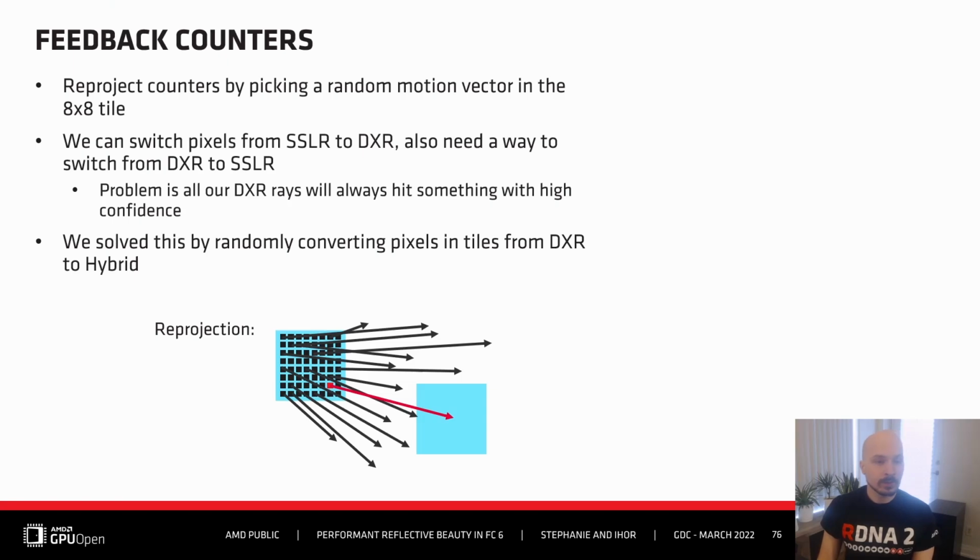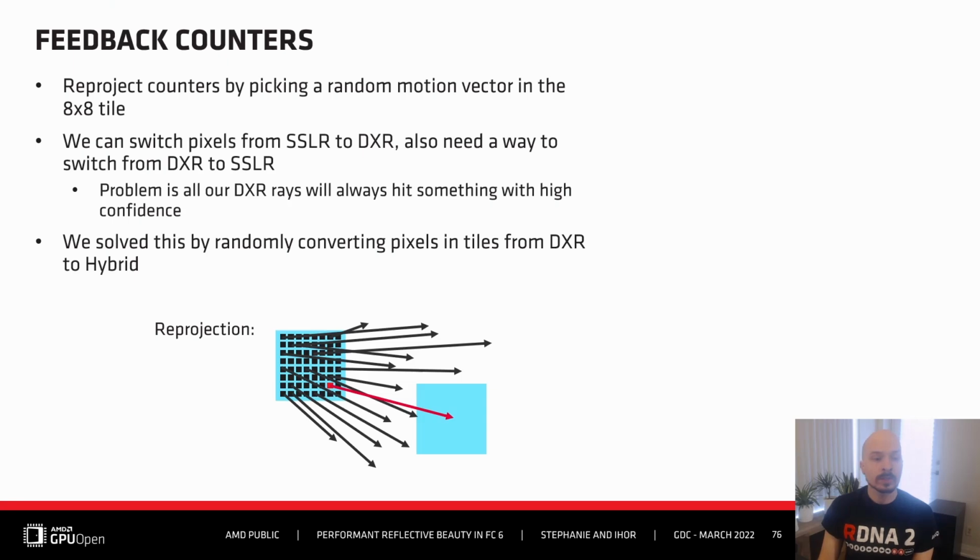There are a couple of issues with these tiles that we had to work around when implementing them. When you have motion vectors for your tile, you have a lot of different motion vectors for all the different pixels. So you need a workaround here to actually reproject the tile. And the workaround we chose is that we choose a random pixel and we treat its motion vectors as the motion vectors for the whole tile.